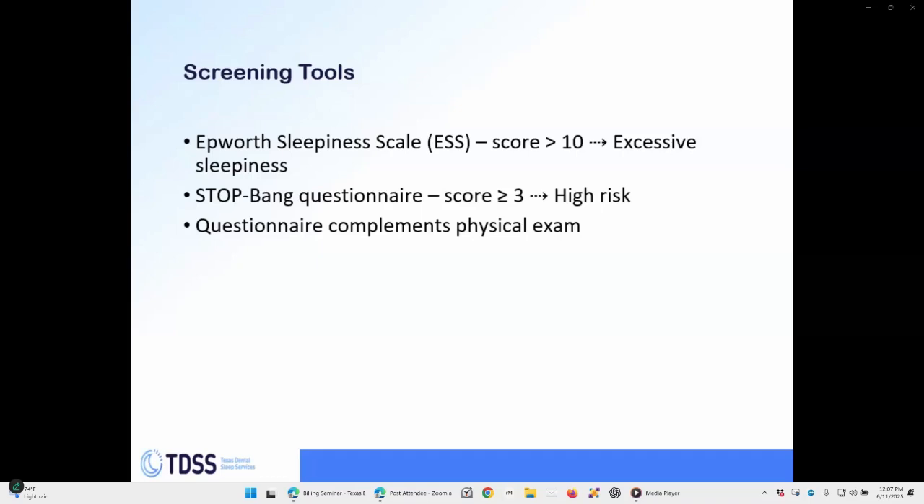The STOP-Bang questionnaire is also mentioned, especially in the slides. They note that a score of 3 or higher indicates a high risk. And Bang is that acronym. Yeah, it stands for snoring, tiredness, observed pauses in breathing, high blood pressure, body mass index, age over 50, neck circumference large, and gender male. Covers all those key risk factors we were just talking about.